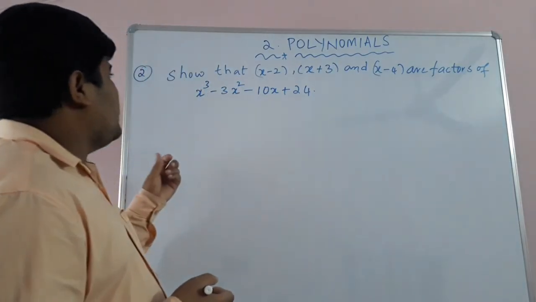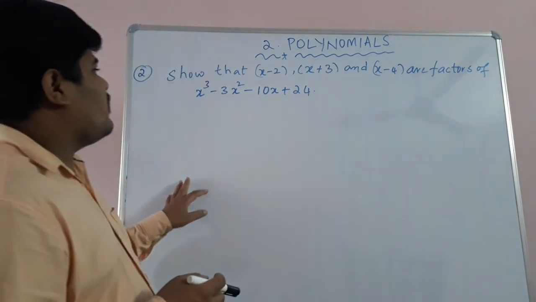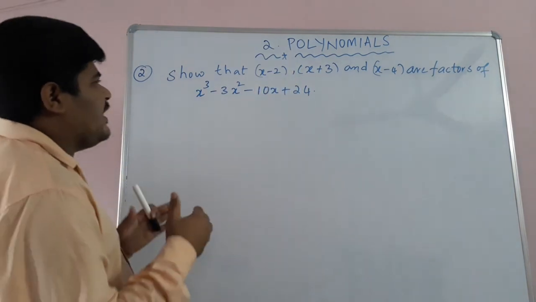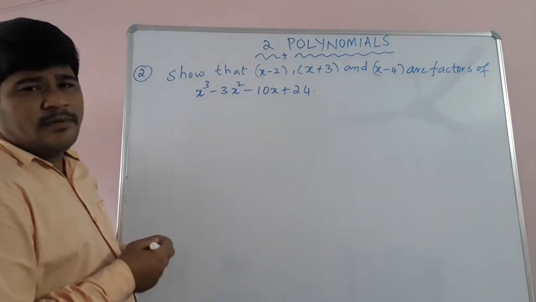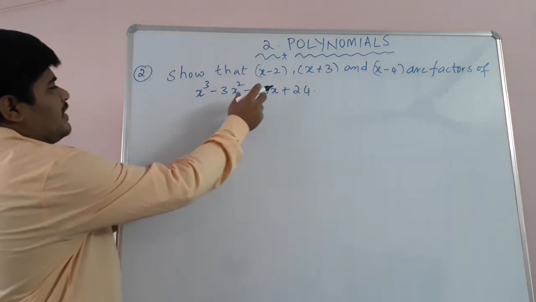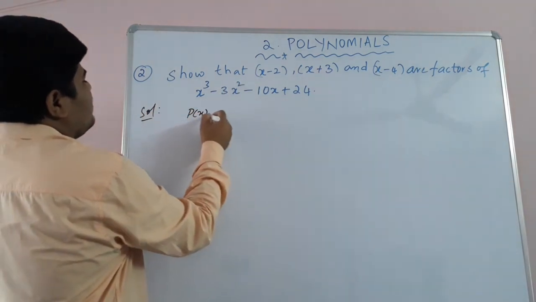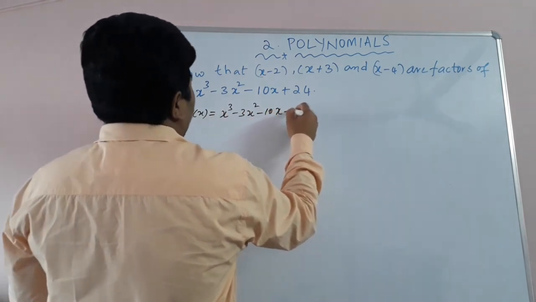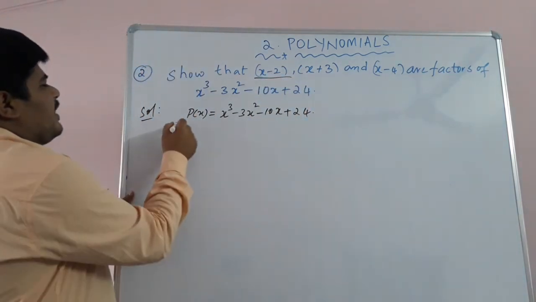Let's see problem number 3. Show that x minus 2, x plus 3 and x minus 4 are factors of x cube minus 3x square minus 10x plus 24. Okay, so children, this is very important for long problems. You may get it for 10 marks or 4 marks. So children, name the nth degree polynomial as p of x. So p of x is equal to x cube minus 3x square minus 10x plus 24. Now children, first we will test whether x minus 2 is a factor or not. I am taking it as g of x, children.